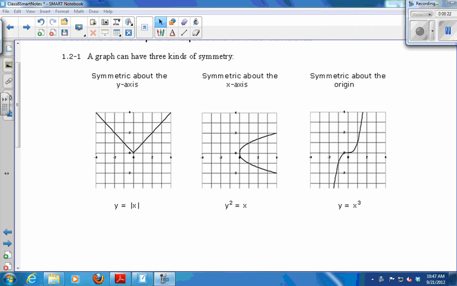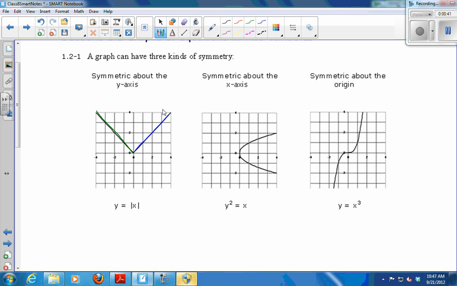So symmetric about the y-axis just means that the y-axis acts like a mirror. If you were to fold the graph along the y-axis, then the two pieces of the graph, this piece and this piece, would lie on top of each other. And then symmetric about the x-axis means that the x-axis is the mirror. If you fold along the x-axis, the two pieces, this piece and this piece, match.